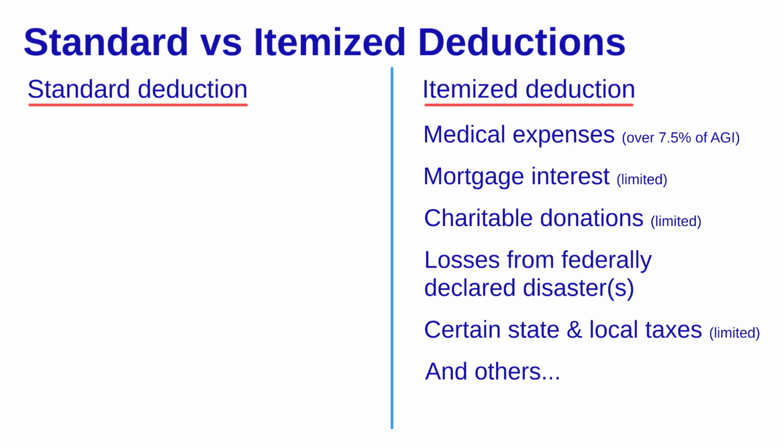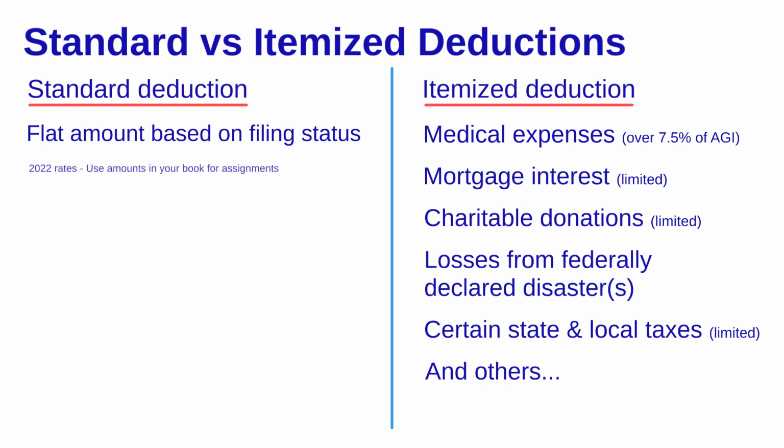All of those. Or the government says, if you don't want to go through and itemize all these things, we're just going to let you come up with a flat amount that you can deduct and not have to show us all the receipts and do all the proof and all the math. And those amounts are based on different filing statuses.